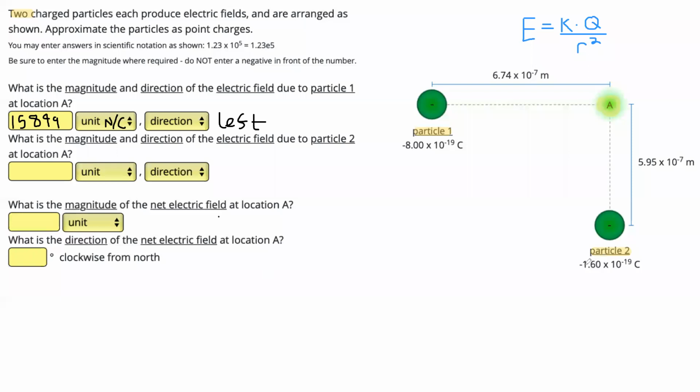So for particle 2, we'll put in the charge value, we'll put in the distance, and again, the constant, which is 9 times 10 to the power of 9. Put that into our equation to get our value for the electric field due to particle 2, which is going to give us 4,068 newtons per coulomb. And the direction here, since again, particle 2 is negative, electric field lines go from positive towards negative. The electric field lines are going towards the negative particle downwards. So that will be down.